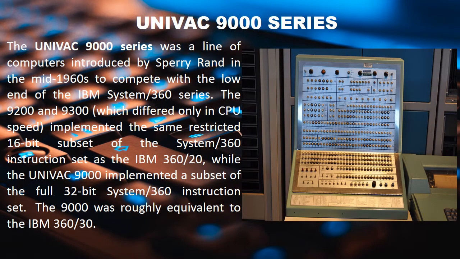UNIVAC 9000 series. The UNIVAC 9000 series was a line of computers introduced by Sperry Rand in the mid-1960s to compete with the low end of the IBM System 360 series. The 9200 and 9300, which differed only in CPU speed, implemented the same restricted 16-bit subset of the System 360 instruction set as the IBM 360/20, while the UNIVAC 9400 implemented a subset of the full 32-bit System 360 instruction set. The 9400 was roughly equivalent to the IBM 360/30.